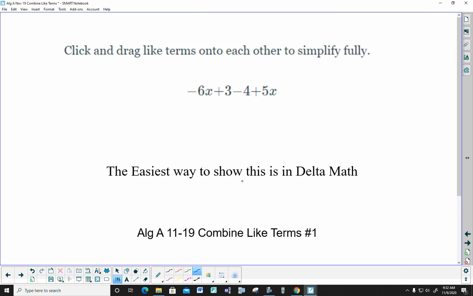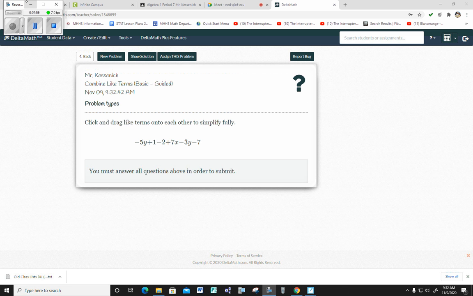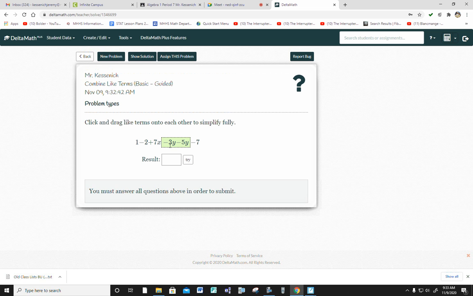The easiest way to show you this is in Delta Math. So let me pause this and go to Delta Math and show you. Okay, so here it is in Delta Math. It doesn't matter if you start with the letters or the numbers, but I'm going to click and drag the negative 5y and the negative 3y on top of each other because these are alike. So I have minus 3y minus 5y. Well, that's negative 8y.